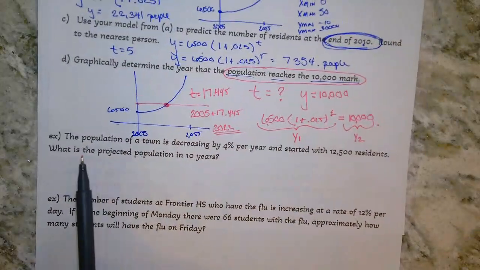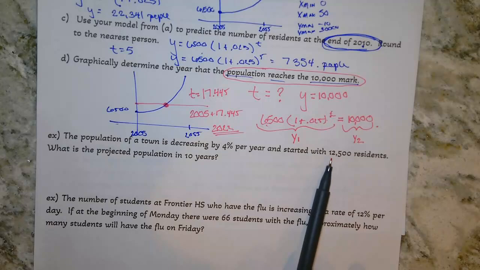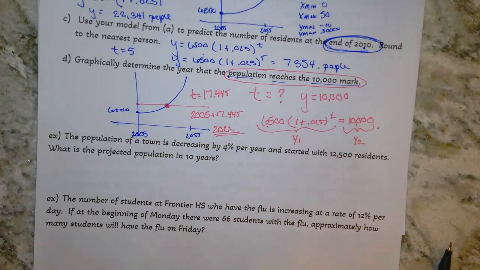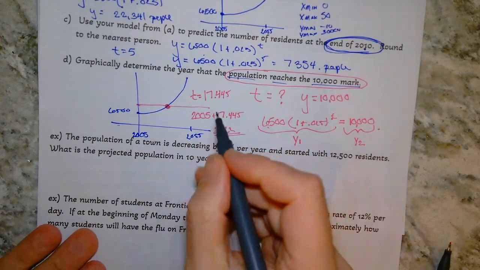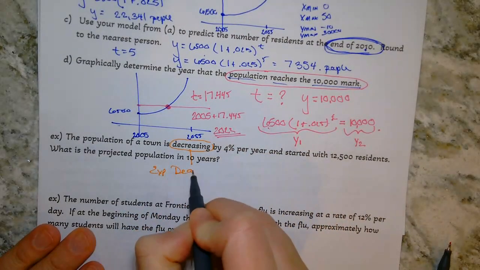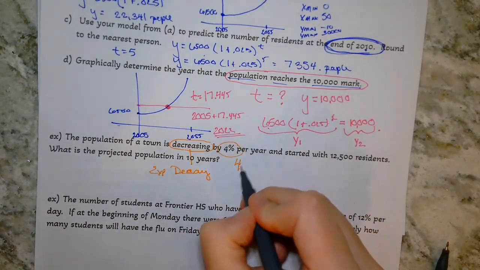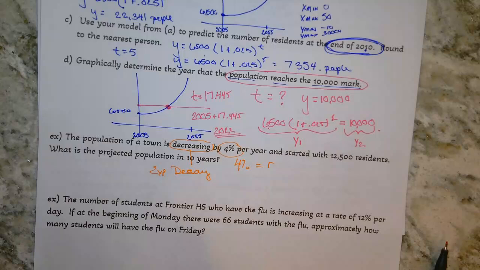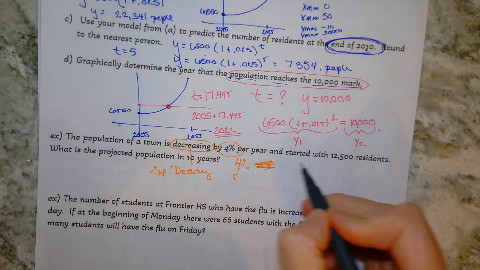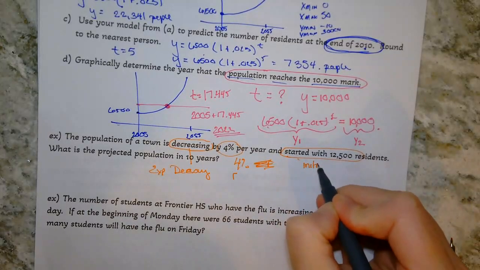All right, next example. The population of a town is decreasing by 4% per year and started with 12,500 residents. What is the projected population in 10 years? Okay, highlight, highlight, highlight. Decreasing. The moment you see that, your brain's got to go exponential decay. That's the formula I'm going with. 4%. I got to figure out what the rate is at 4%. That's the percentage. I'm going to need the rate. It started with 12,500. Started with means the initial amount.